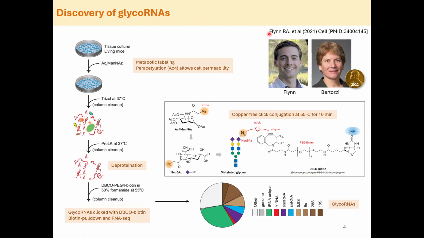GlycoRNAs were first discovered by Flynn and Bertozzi in the lab of Nobel laureate Bertozzi. The cultured cells were metabolically incorporated with the glycan mannose precursor Ac4ManNAz. The 4 acetyl groups allow the chemical to permeate into the cells. The total RNAs were extracted by the Trizol reagent method, and the N3 azide group was conjugated with the alkyne bond in the DBCO-PEG4-biotin label by the Nobel Prize-winning click chemistry. The glycosylated RNAs pulled down by biotin turned out to be tRNA, Y-RNA, snoRNA, snRNA, and rRNAs.